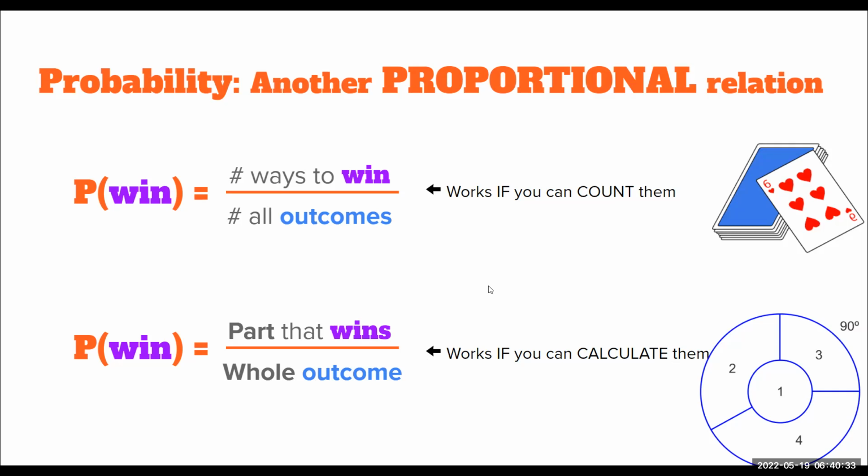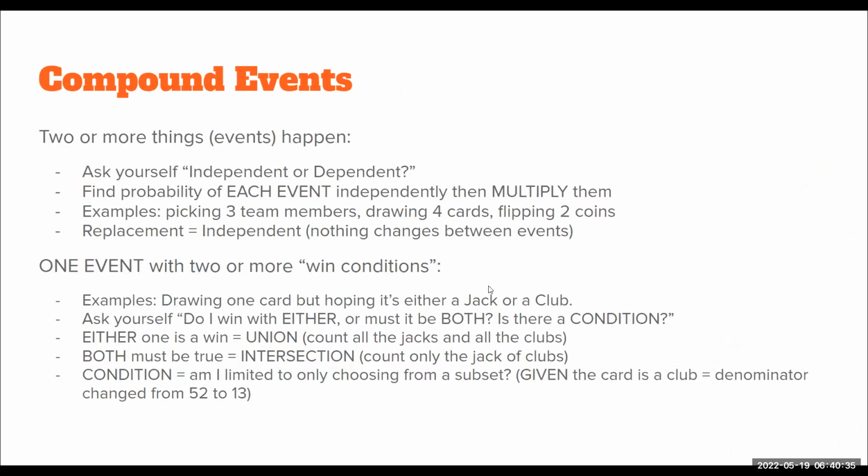So if we have compound events, we might have two or more things happening. You need to ask yourself if there's more than one thing happening, like drawing multiple cards, choosing multiple people, flipping multiple coins, spinners, whatever. Ask yourself, are the events independent or dependent? Independent events are things where the next event is unchanged based on the outcome of the first event.